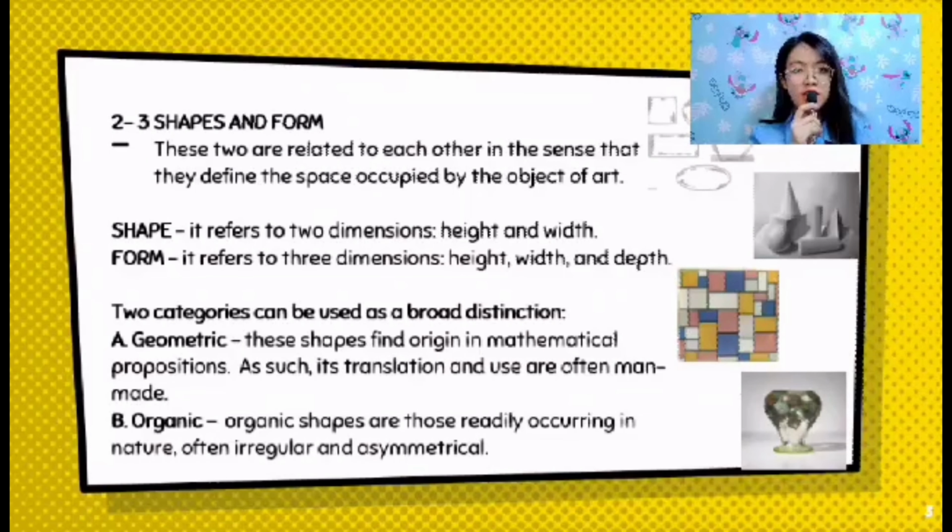Geometric. These are the shapes that find origin in mathematical proposition. As such, its translation and use were often man-made. Next is organic. These are readily occurring in nature, often irregular and asymmetrical. Form. Form is referred to three dimensions, which is height, width, and depth.